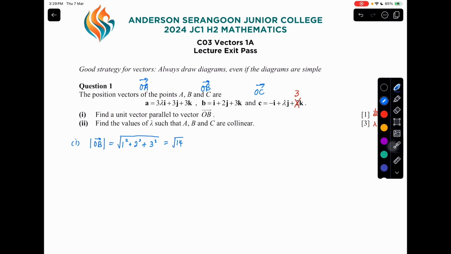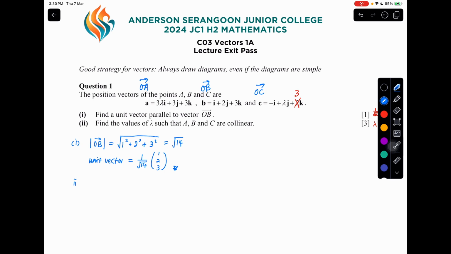Then to find the unit vector, because the vector is root 14 long, the unit vector would be to take the vector and divide by the length, or multiply by 1 over root 14. I will have something like this. So this can be my unit vector, and you can write it as a column vector to make it easier to see.